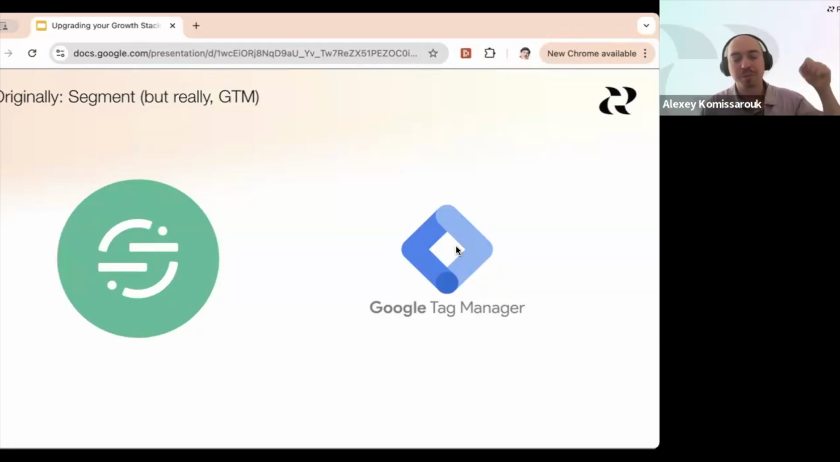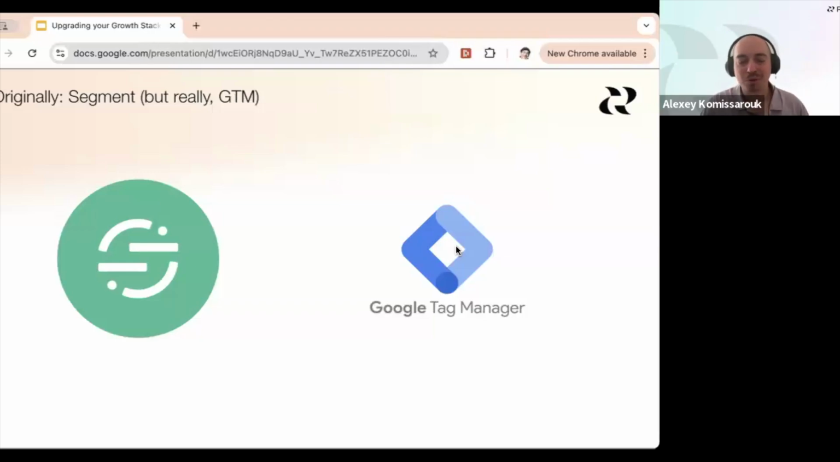It's just a place to put a bunch of advertising pixels on a website without needing to send an engineering PR every time you do that. It's not nearly as powerful. Like Segment lets you do a lot more, but really, Google Tag Manager is still ubiquitous.